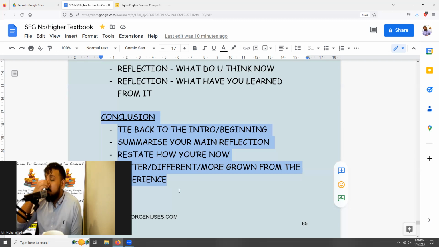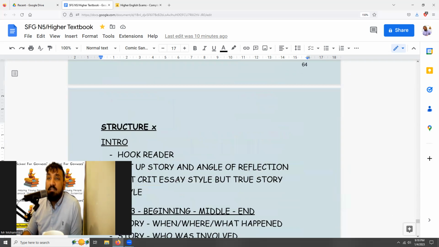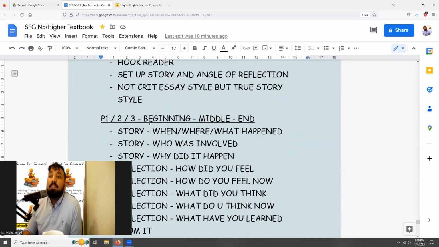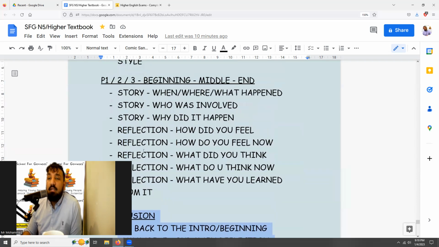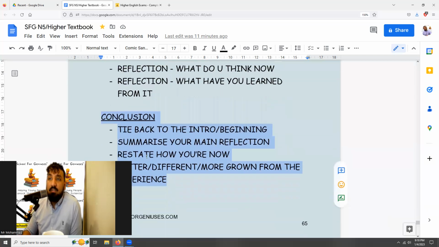Okay, so that is the structure of a reflective essay. Introduction hooks the reader, sets the story up and the angle of reflection. And then you have the story and the reflection in the main body paragraphs. And then the conclusion is a summary, tying back to the beginning, and then summarizing your main reflections. And then again, just stating how you're different now that you've been through the experience.